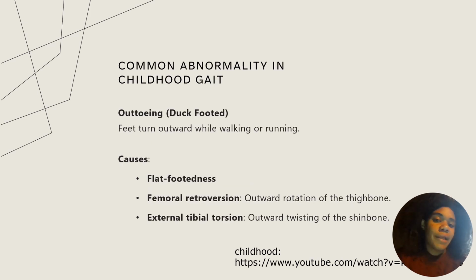So a common abnormality in childhood gait is called out-toeing. So it's quite the opposite, literally the opposite of in-toeing. It's when your feet kind of turn outward while walking or running. I used to do this as a child, fun fact, and my mother said I looked like a little penguin walking. So this is caused by flat-footedness.